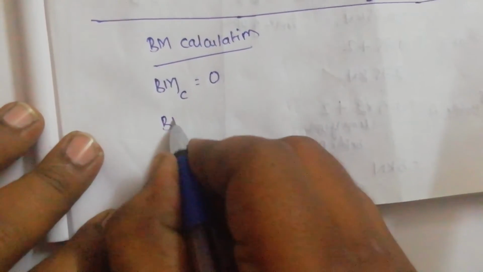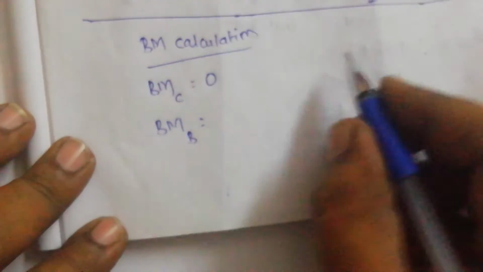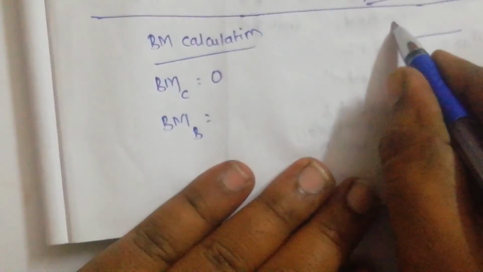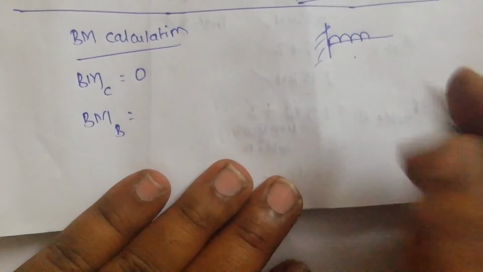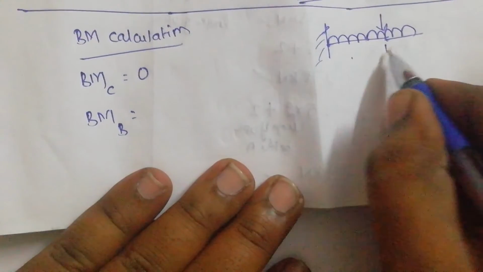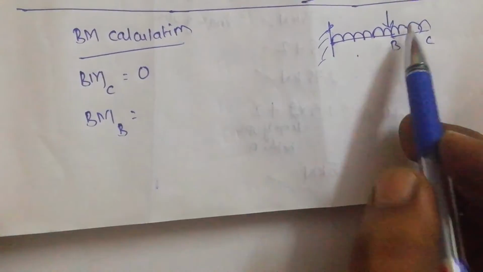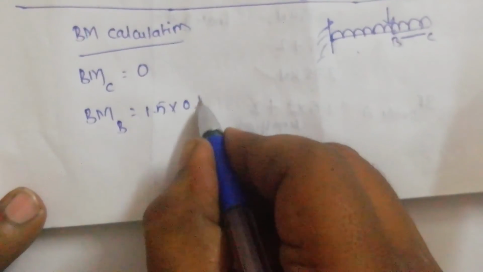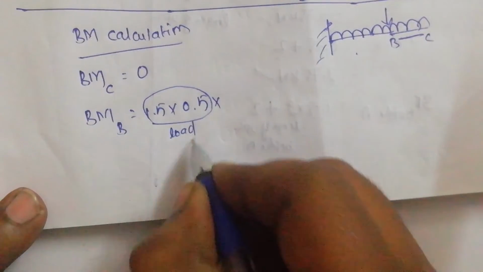Next is bending moment at point B. Since the diagram of the question has been given, I am rearranging the diagram. You know this is the diagram which they have given. For your understanding, I am writing it every time. On the right side of B, we have a UDL. So that is 1.5 into, and to what distance is it present before point B? It is 0.5. So this is completely a load before point B.